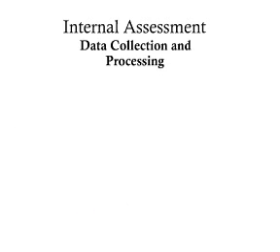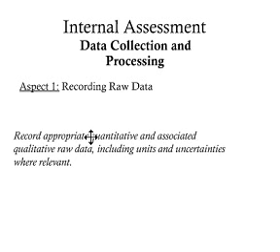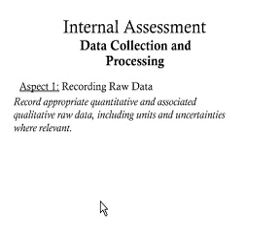So the first aspect in data collection and processing, which is kind of actually doing the experiment, right, is you have to record your raw data. That's the first aspect. And you don't manipulate it at all. You don't average anything. You don't find the percent of anything. You just write down your results. Okay, let's see how they put it. Record appropriate quantitative and associated qualitative raw data.